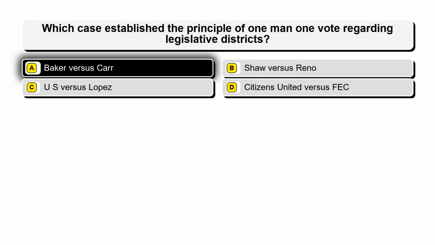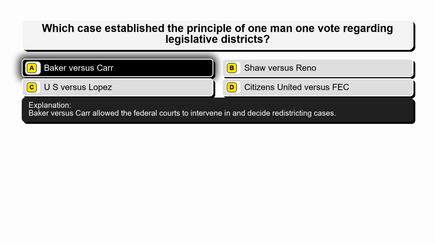The correct answer is option A, Baker v. Carr. Baker v. Carr allowed the federal courts to intervene in and decide redistricting cases.